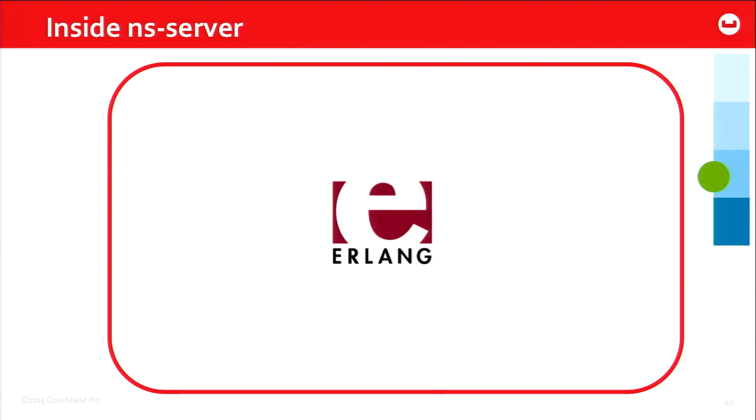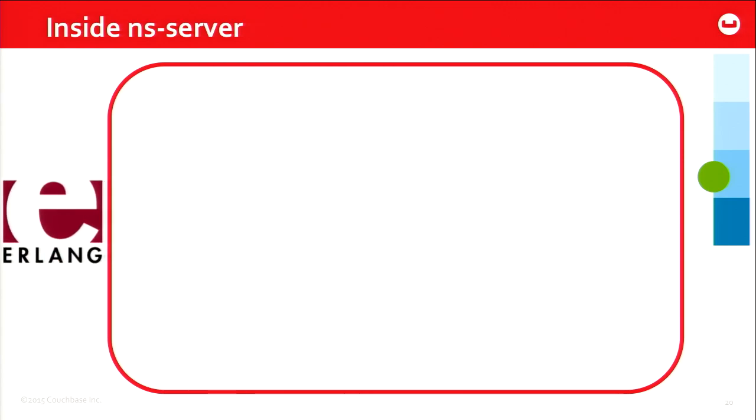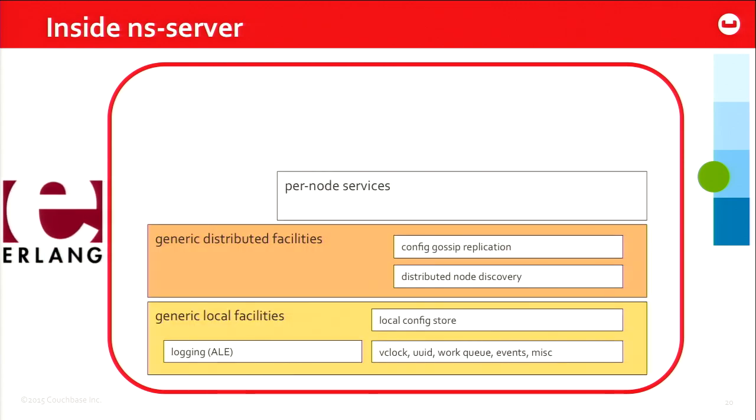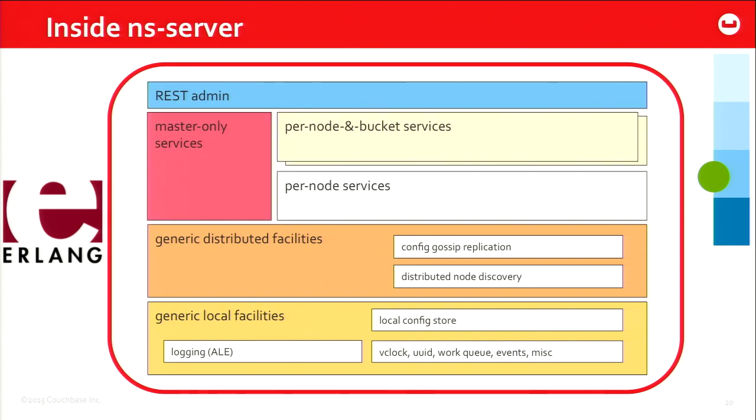So NS Server, the other part of the babysitter, let's talk about that. Now, it's written in Erlang. And here's a relatively dull architecture diagram showing the different kinds of services inside NS Server. So we have generic local facilities for managing local configuration and libraries and other useful constructs like work queues and vector clocks, logging management.